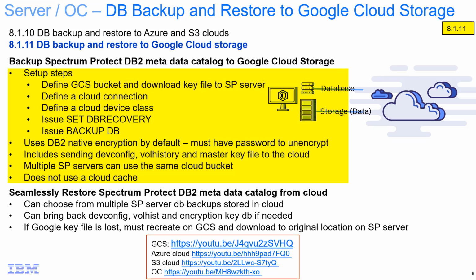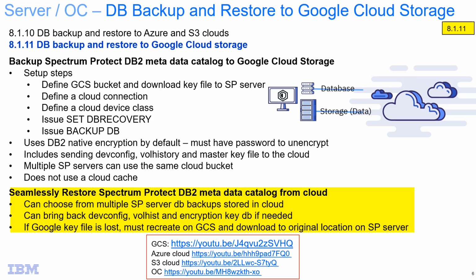We'll send directly out to the cloud without any type of caching. When it comes to restoring a Spectrum Protect database from the Google Cloud Storage, you can choose from multiple Spectrum Protect server database backups that might be stored in that same cloud. And then you can also have it bring back the dev config, vol.hist, and encryption files if those have been lost.